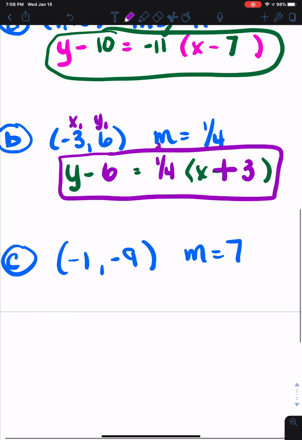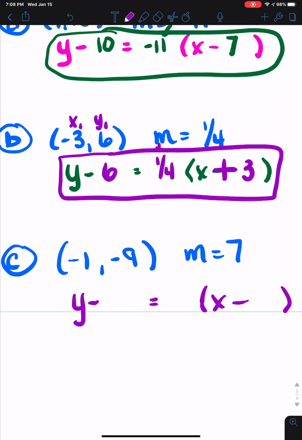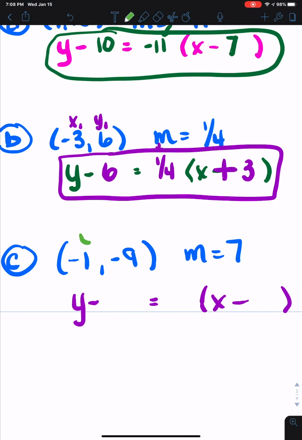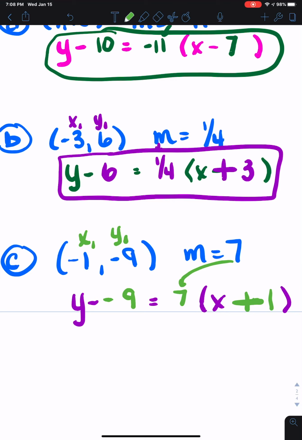Okay, last one. Here is my outline. This is going to be my x sub 1, and this is going to be my y sub 1. So x sub 1 is going to be negative 1, y sub 1 is going to be negative 9, and then my slope is going to go in here. Now, I do have two spots right here where I have two negatives that come together, so those two negatives are going to become a positive.